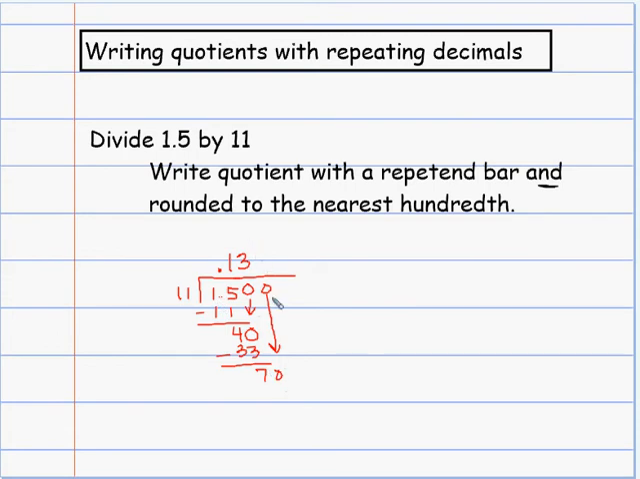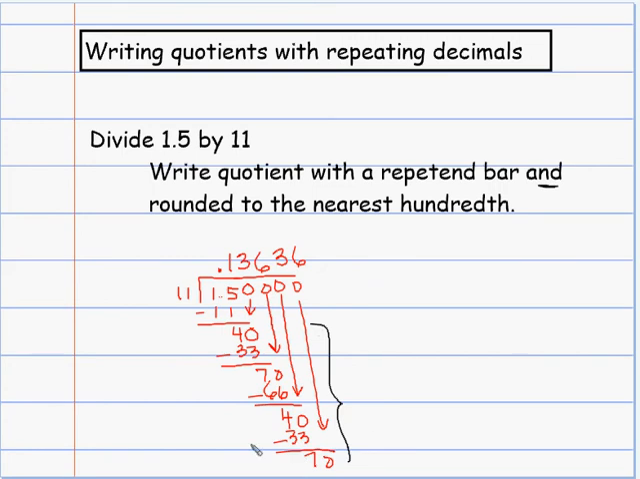11 goes into 76 times. That would be 66. And we're going to add another 0, and we're going to get a 40. And that would be a 3. 33 minus 7, add a 0, 76, 66. Okay, so as you're working through this piece right here is where we get our repetition. So you can see that the digits 3, 6 repeat. So write the quotient with a repeating bar.